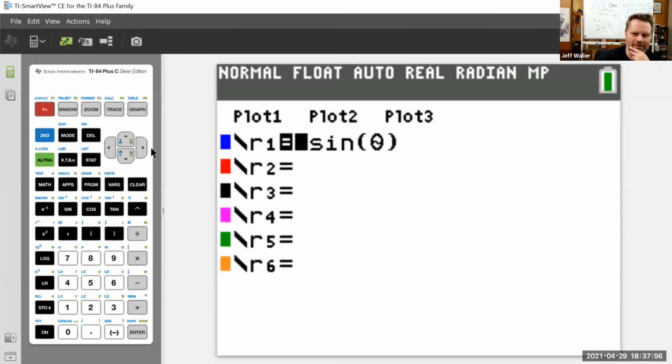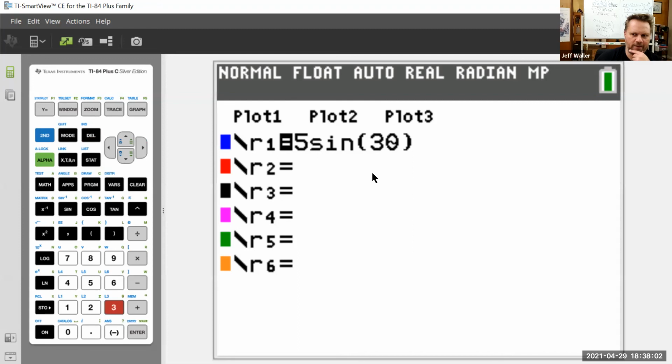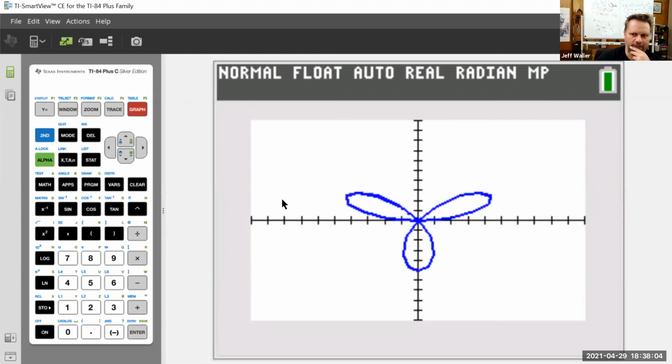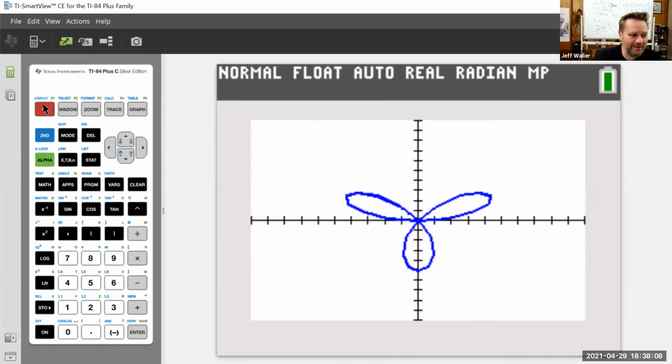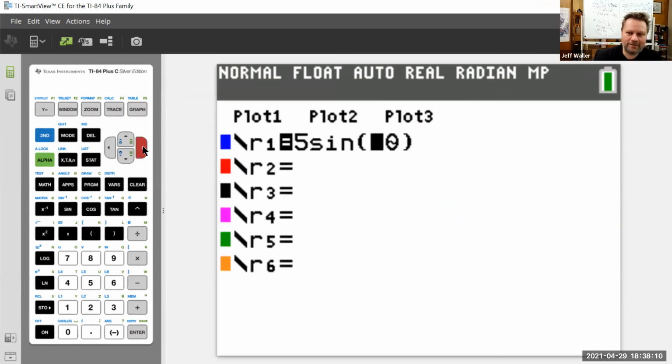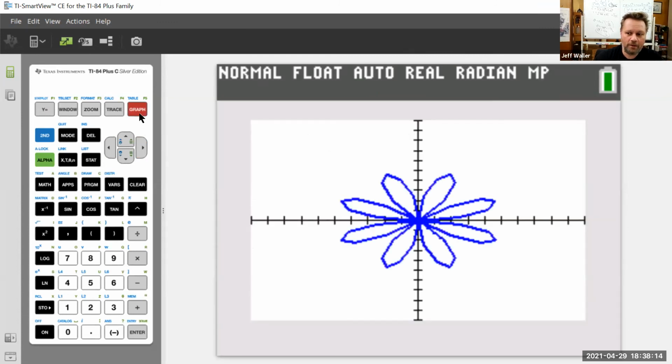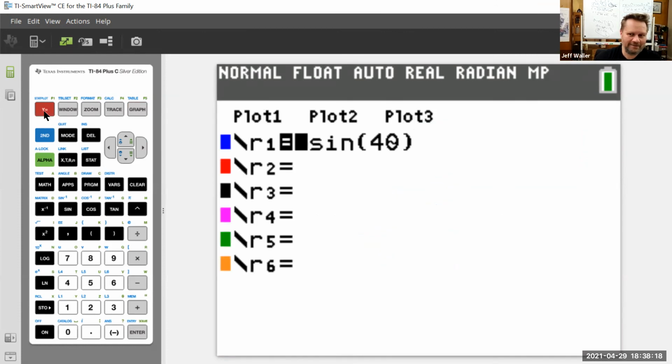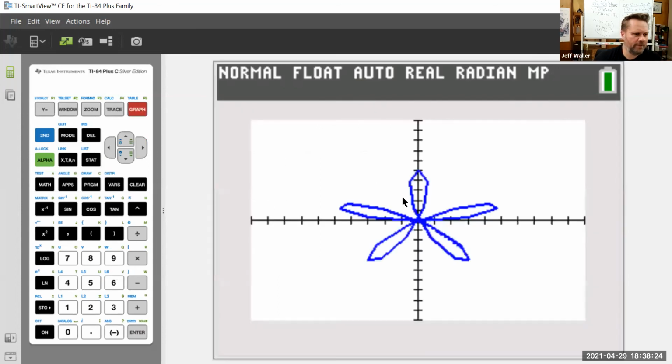What if I put in here a 3? Let's see what happens, like sine 3 theta. What happens? Okay, what if I put a 4 in there? Well, what if I put a 5 in there? Oh, how many leaves are there?